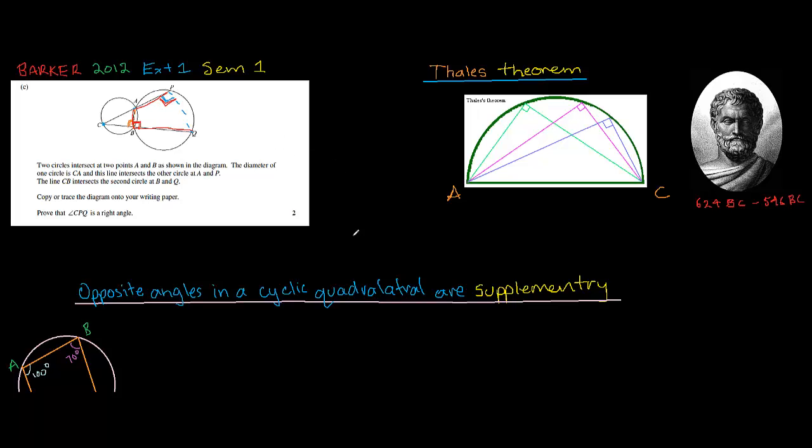So my first step, I would write angle ABC is 90 degrees, and then I'd say reason: Thales' theorem.